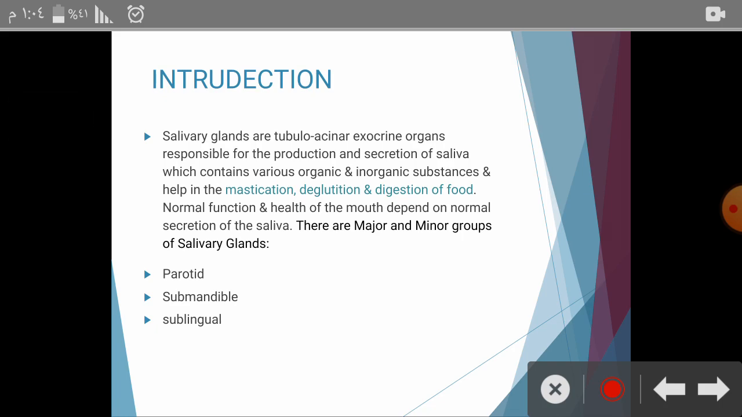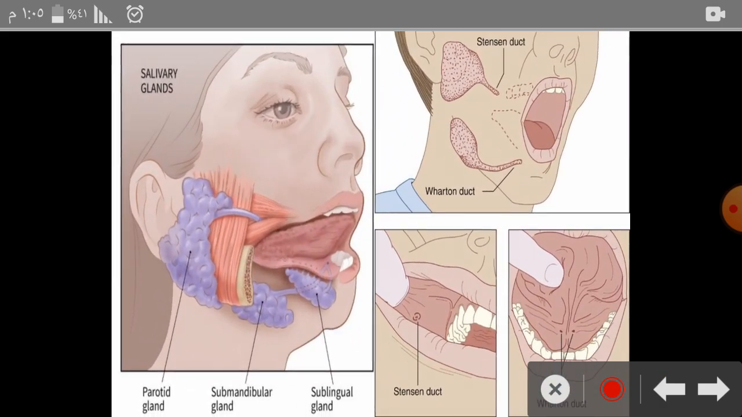Salivary glands are tubular-acinar exocrine organs that are responsible for the production and secretion of saliva, which contains various organic and inorganic substances that help in mastication, deglutition, and digestion of food. We have major and minor salivary glands.